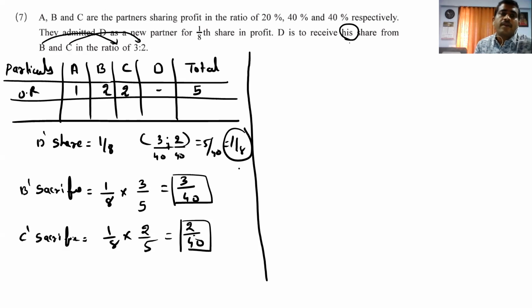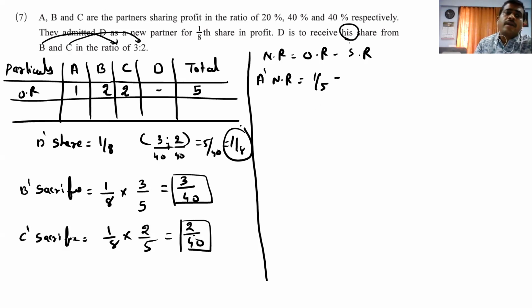We have to calculate the new ratio. So what is the formula? New ratio is old ratio minus sacrifice ratio. So see, take the first name. What is the first name? A's new ratio. So A का old कितना है? A का old है 1 by 5 and sacrifice is not doing. So 0, make it 1 by 5. And we know we have to multiply with some figure in order to make our denominator correct. But right now we don't know, let it be.